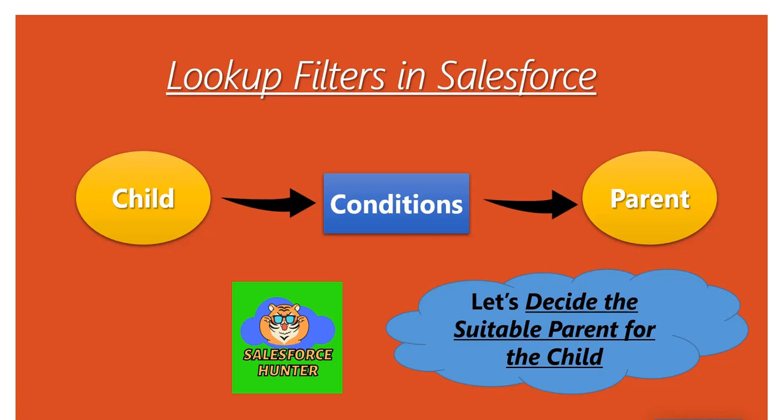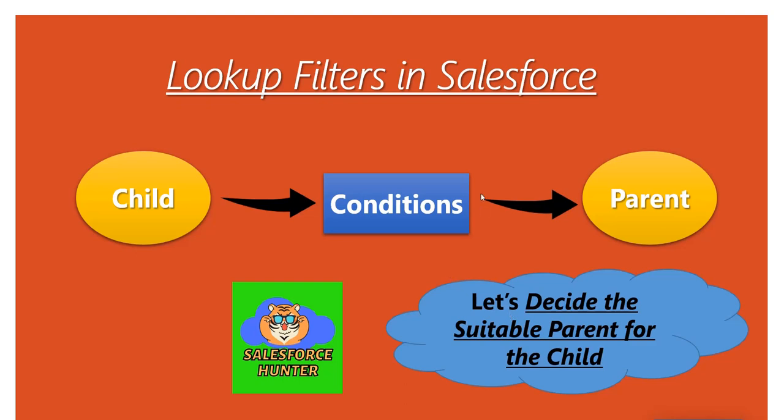So what I was saying is that lookup filters decide to which parent a child should be linked depending on certain conditions, and they also decide whether the child should be linked to a parent at all. In that scenario, we just put the condition on the child object, and we will talk about what conditions we could put in the next slide. For now, hope you are clear. In simple terms, you could remember this: let's decide the suitable parent for the child to remember what actually lookup filters are.